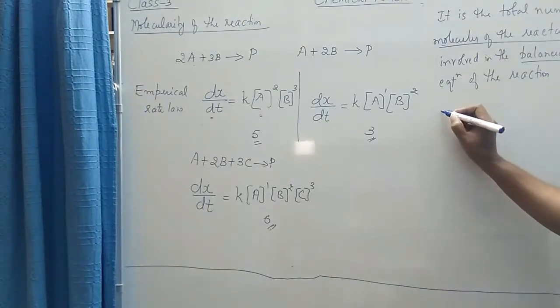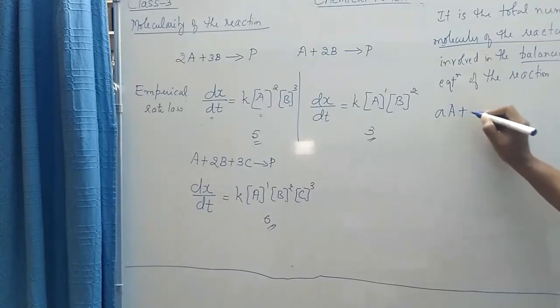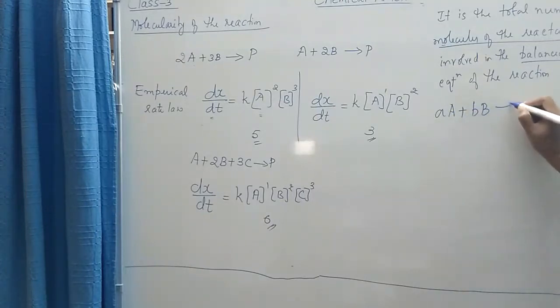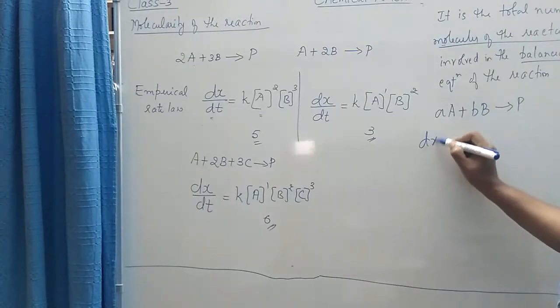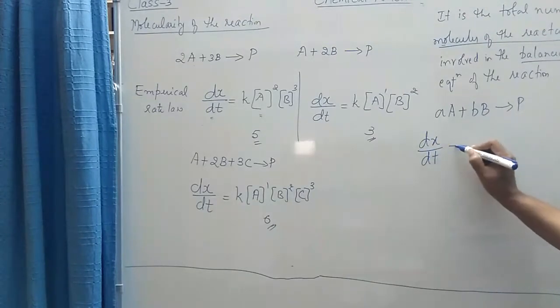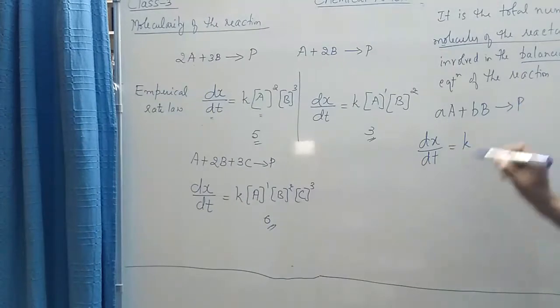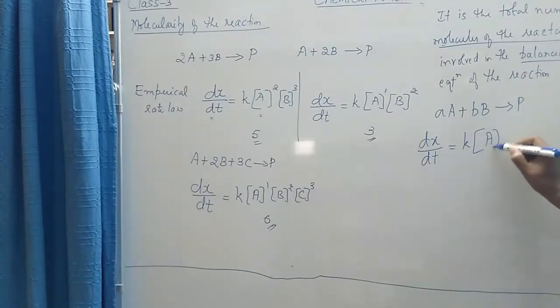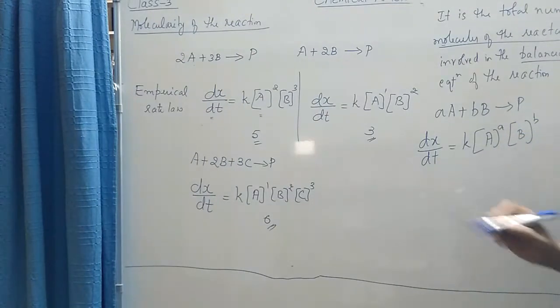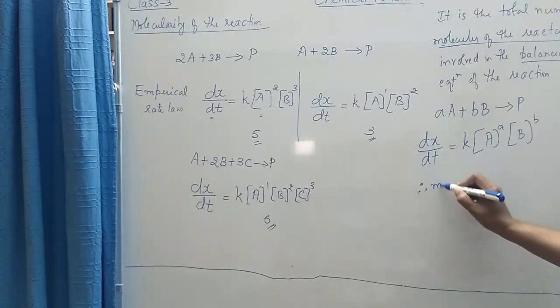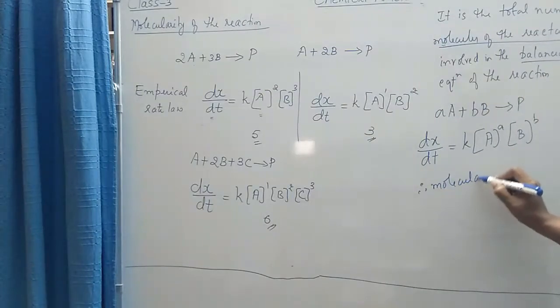So if I take a reaction, a molecules of A plus b moles of B giving product, how will you write the rate equation? The predicted rate equation is dx by dt is equal to K into concentration of A to the power a into concentration of B to the power b. So what is the molecularity of this reaction? The molecularity of the reaction is a plus b.